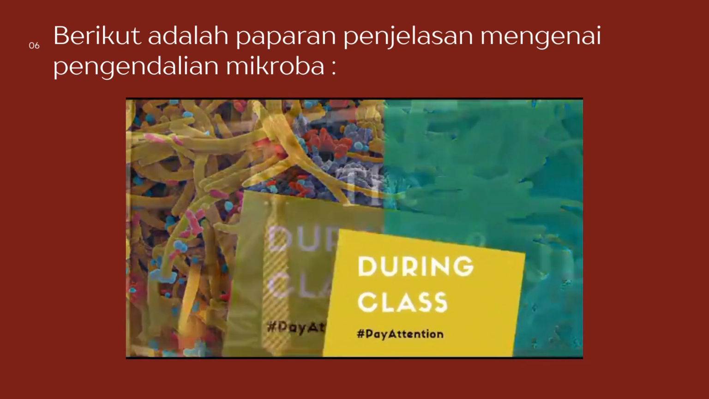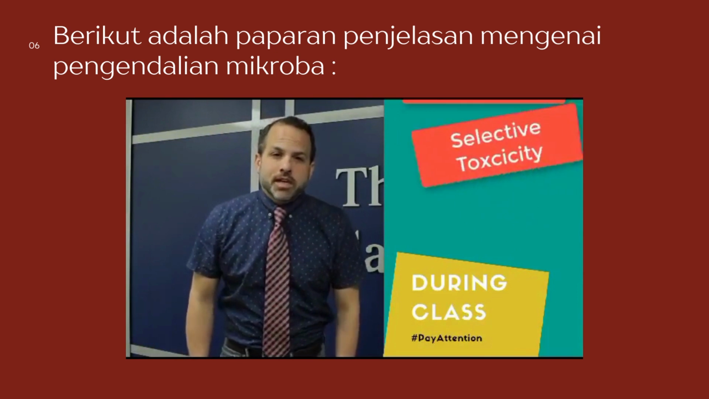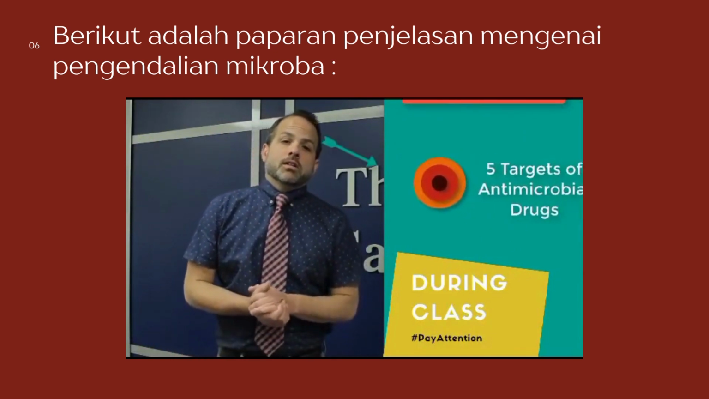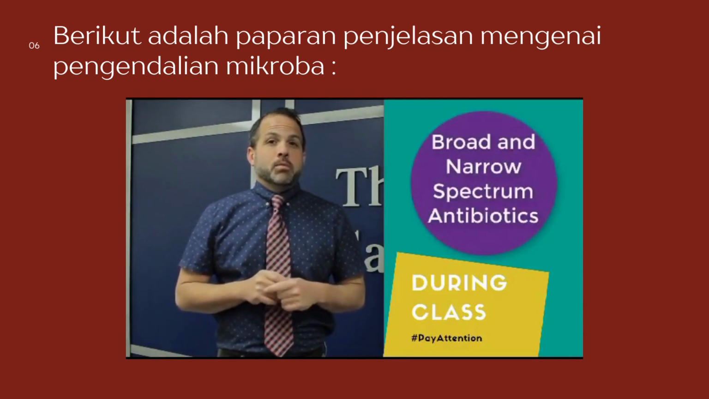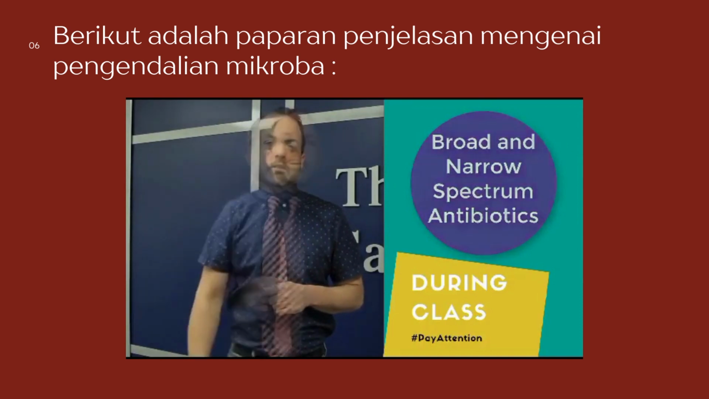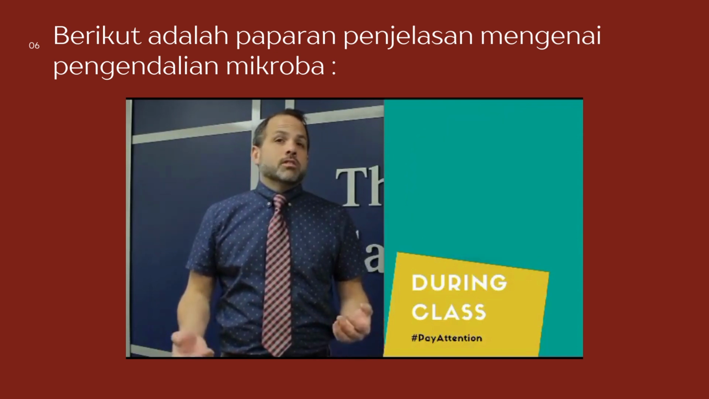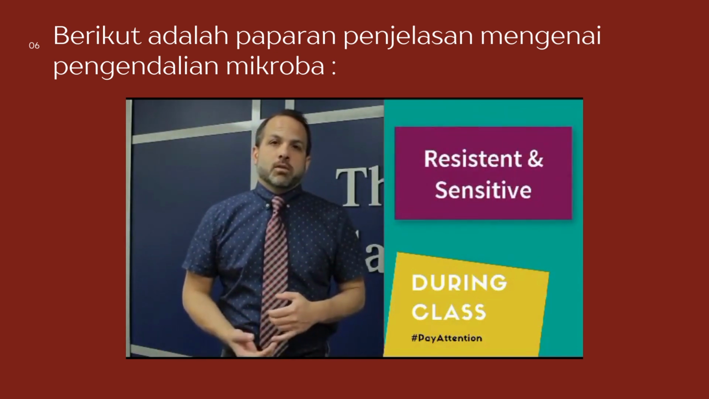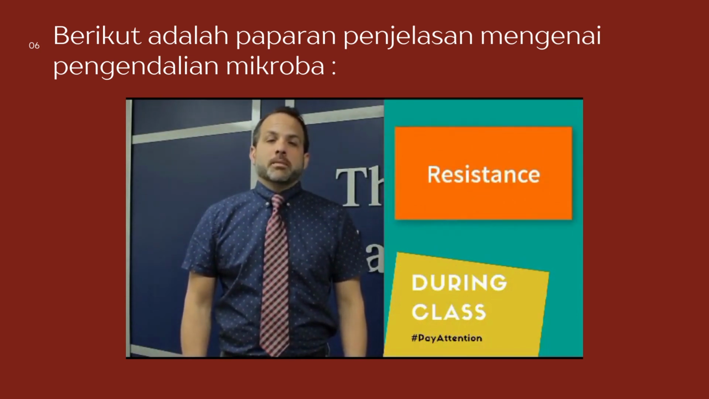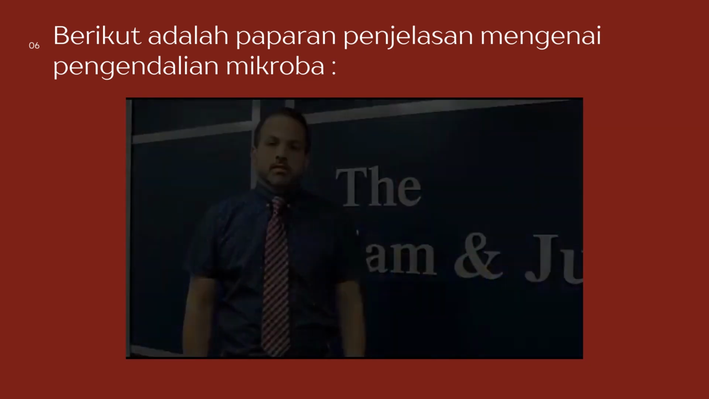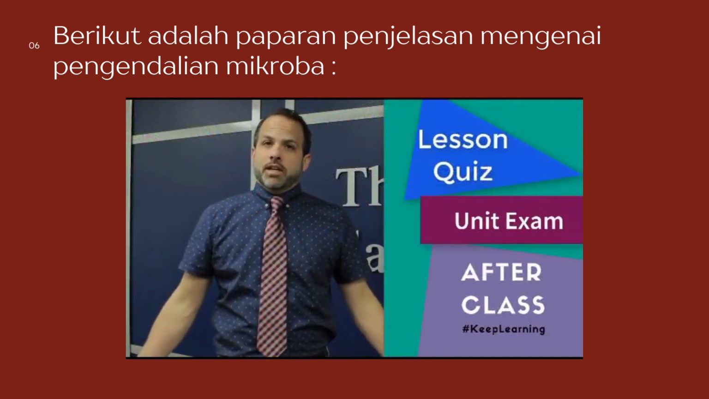During class, we will talk about penicillin and how it was actually discovered. I will want to check your understanding of what selective toxicity is and review the 5 different targets of antimicrobial drugs. I will also talk about the differences between the problems in broad and narrow spectrum antibiotics. We will also be reviewing the efficacy of antimicrobial drugs and what the terms resistant and sensitive mean for a microbe. And we will also be discussing how microbes can develop their resistance and how humans can limit microbial resistance to drugs. At the end of this lesson, there is a quiz and you need to schedule your Unit 3 exam.